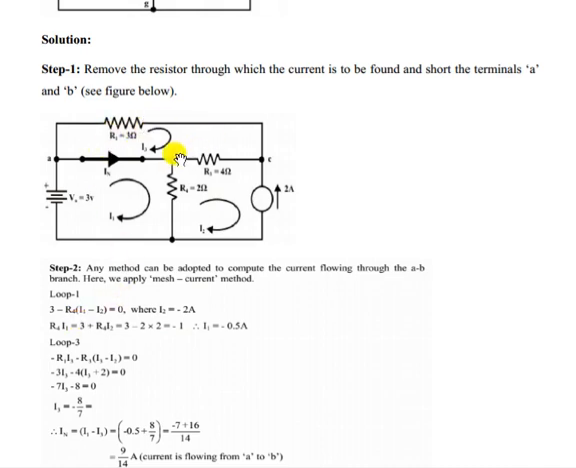Now we can write the KVL at mesh 3. Then what can we write? R4 into I3 equal to minus R1 into I3 minus R3 into I3 minus I2 equal to 0.